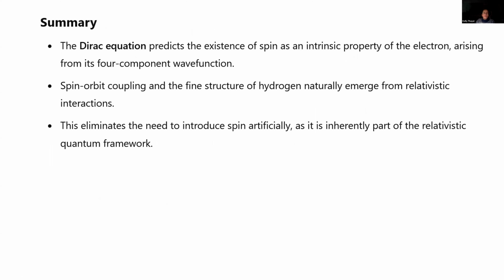So the Dirac equation predicts the existence of spin as an intrinsic property of the electronic system for our four-component wave function. The spin-orbit coupling and the fine structure of hydrogen naturally emerge from the relativistic interactions. This will eliminate the need to introduce spin artificially, as it is inherently part of the relativistic quantum framework.